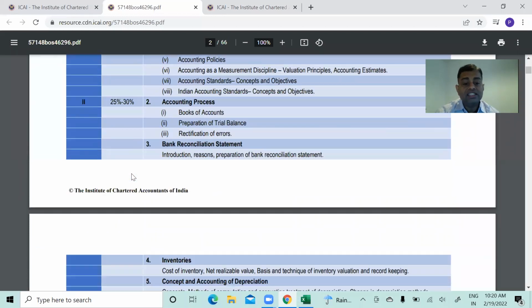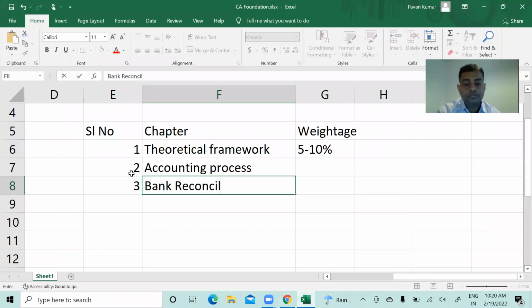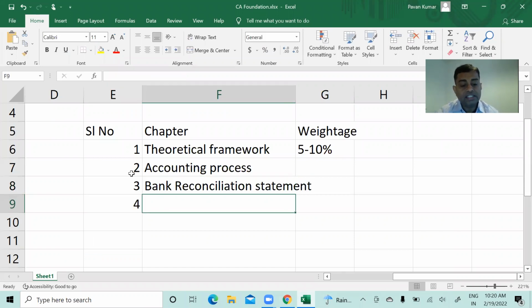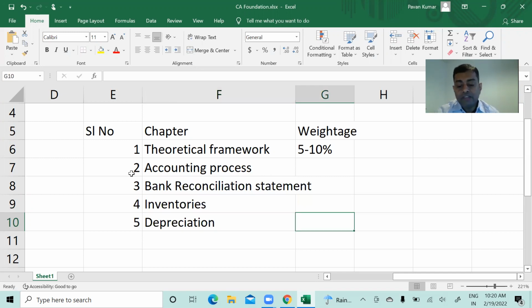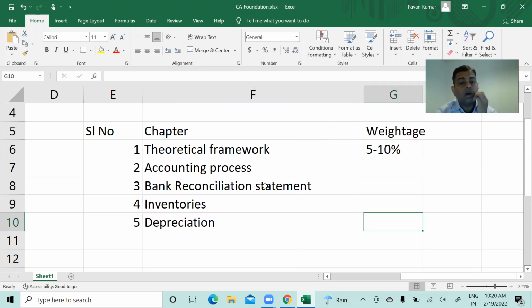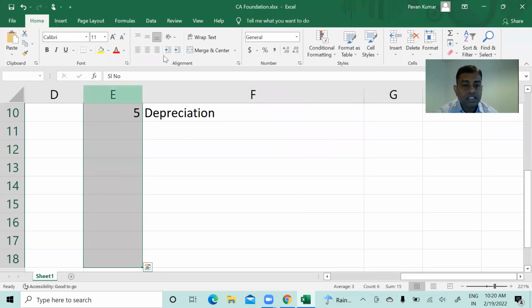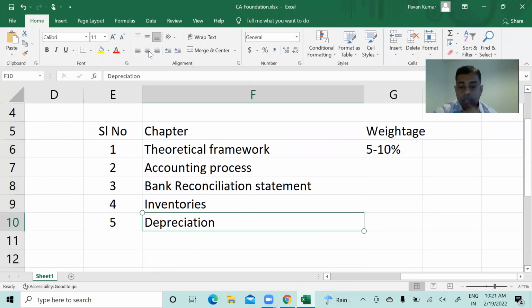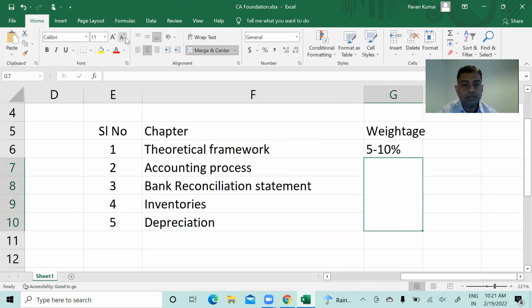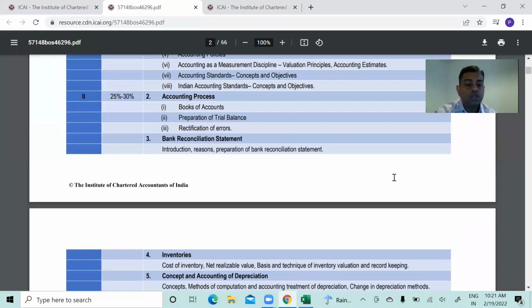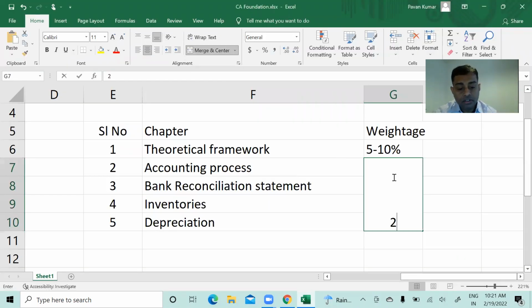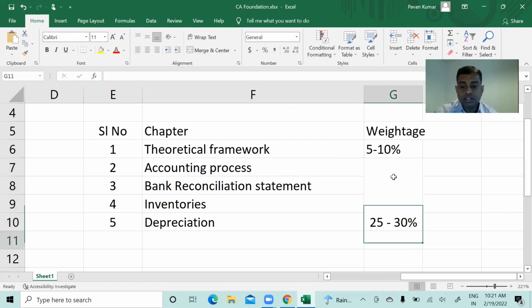Then chapter 3, BRS, Bank Reconciliation Statement. Chapter 4, inventories. Chapter 5, accounting for depreciation. What is 3? Third chapter is Bank Reconciliation Statement. Then fourth chapter, inventories. Then fifth chapter, depreciation. Chapters 2, 3, 4, 5 put together have been given a weightage of 25 to 30%. So 25 to 30% of marks come from this area.